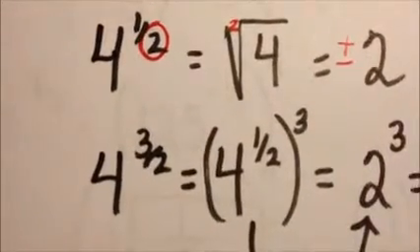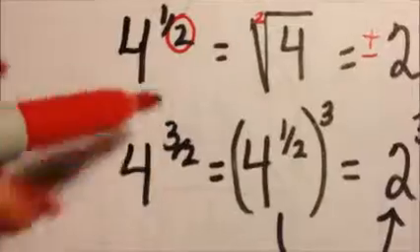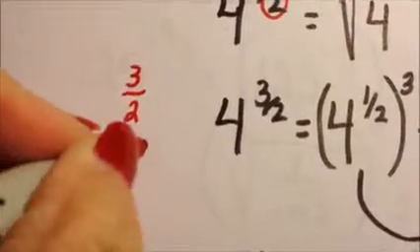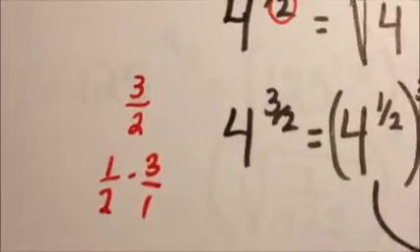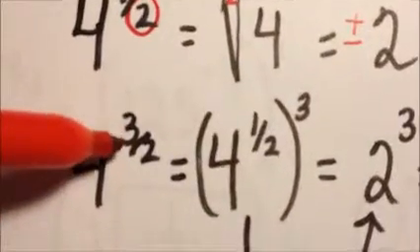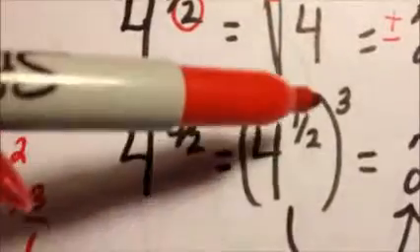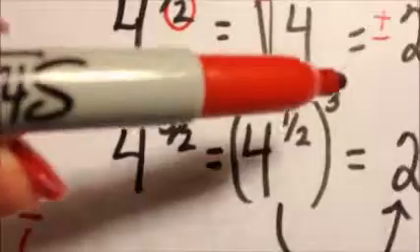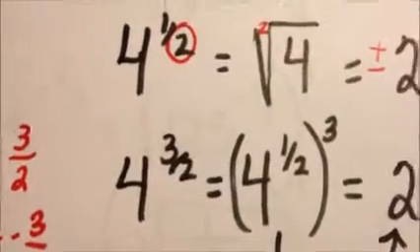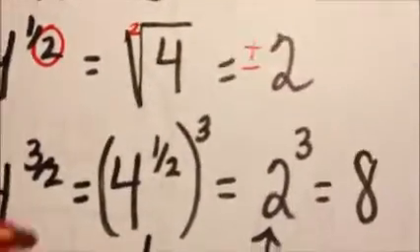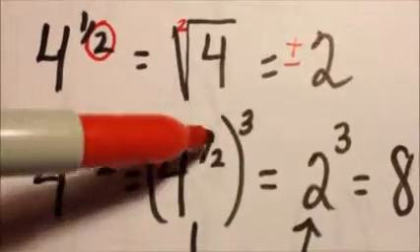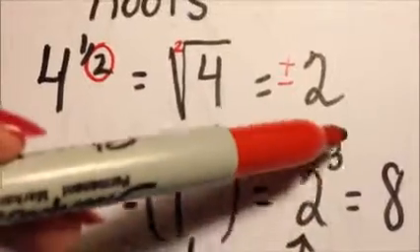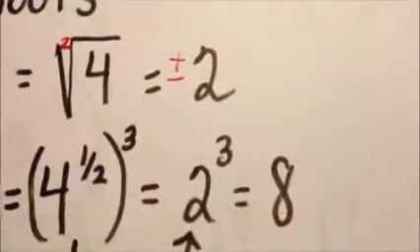Now, in the second one, I can remember that I can write 3 halves as 1/2 times 3. So this is the same thing as saying 4 raised to the 1/2 power, and then take that all and raise it to the 3rd power. And I did that because I don't have to work with big numbers, because 4 to the 1/2 power is the square root of 4, which is 2, and then I raise it to the 3rd power, and I get 8.